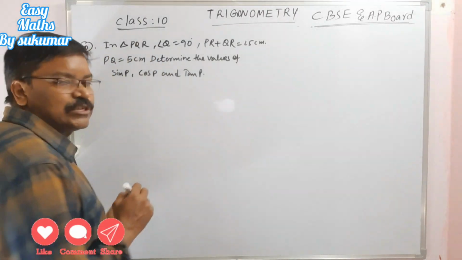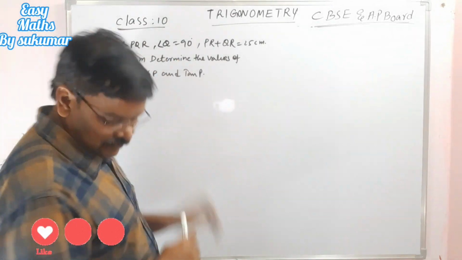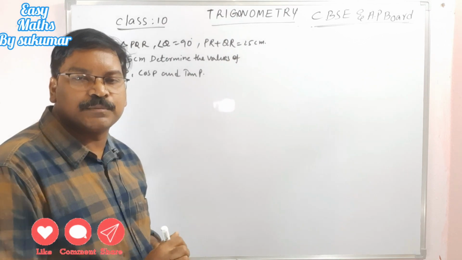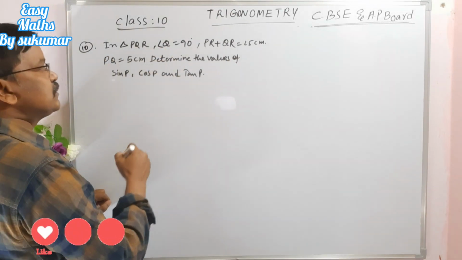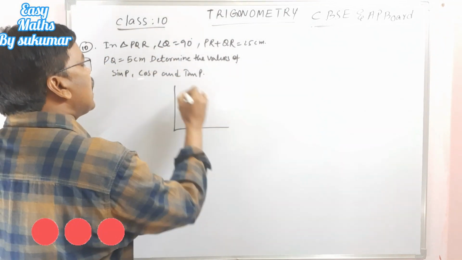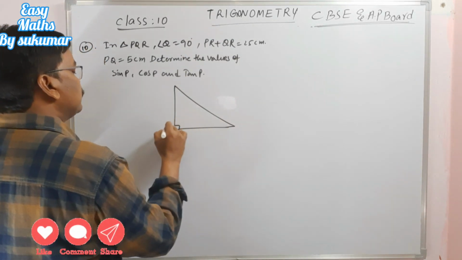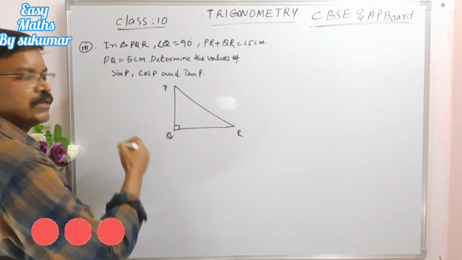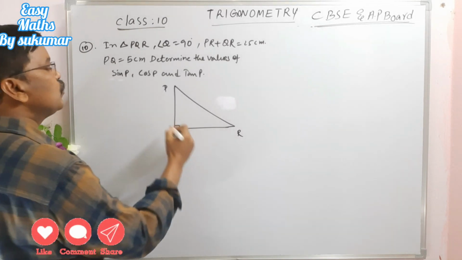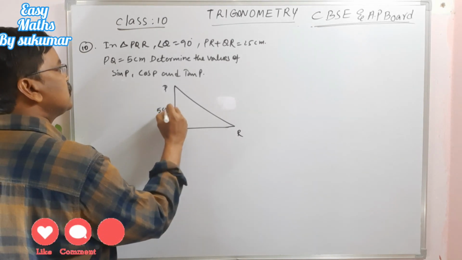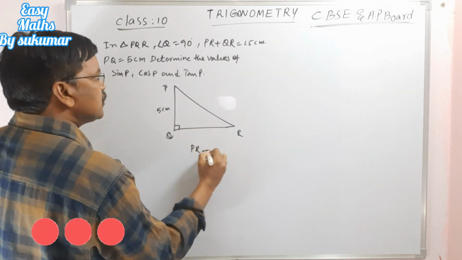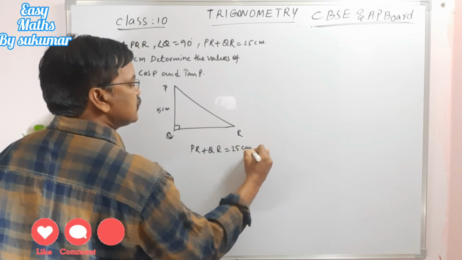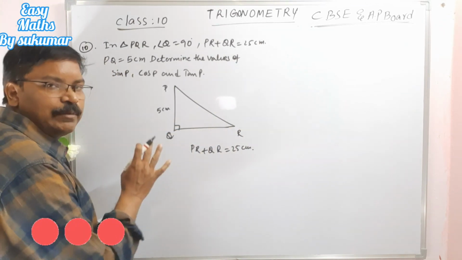10th question in exercise 8.1 of the CBSE textbook for CBSE students. Here, my dear students, in triangle PQR, angle Q is 90 degrees, given here. What is given here? This PQ is 5 centimeters. And moreover, PR plus QR, the sum of the two sides, is 25 centimeters. It is also given. Okay, my dear students.